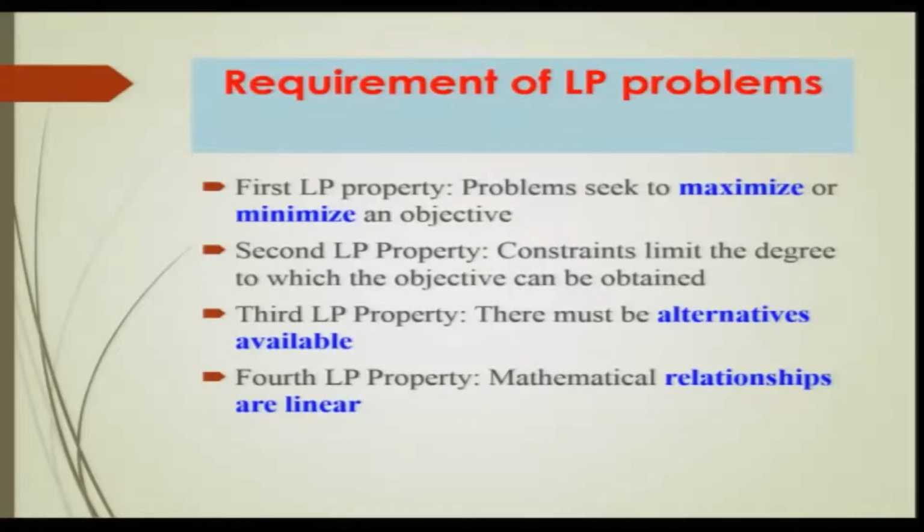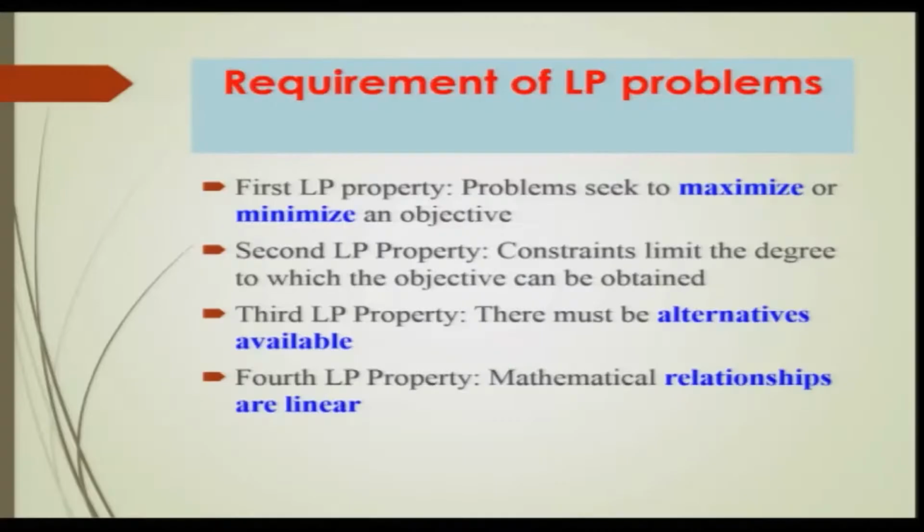The third linear programming property is that there must be different alternatives available. If I am trying to optimize, obviously the alternatives would be different combinations of the goods I can produce. So, different combinations of the goods which I am going to produce.